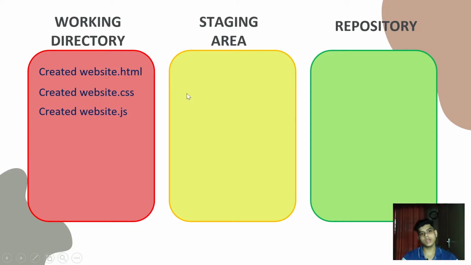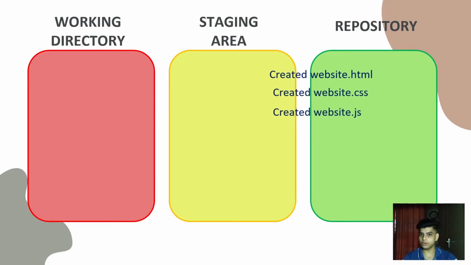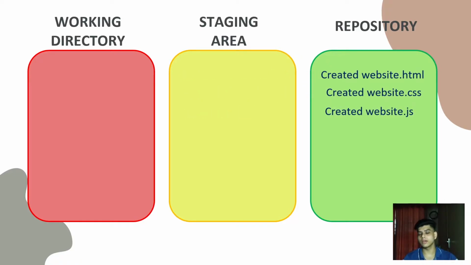Okay, so we have created these three files. Now let's add them to the staging area. Now they are in the staging area, and once they're in the staging area, we can move them to our actual repository. So I moved them to the repository.